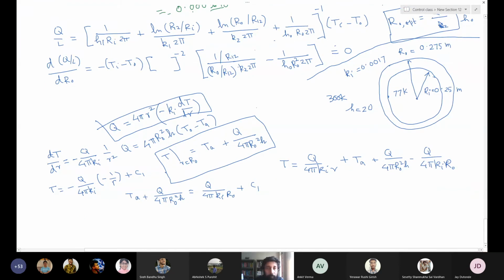Ti equals Q over 4 pi Ki Ri plus Ta plus Q over 4 pi Ro square H minus Q by 4 pi Ki Ro. All right. So from here, we can write it in a nicer form. Ta is known, Ti is known, Ri, Ro, everything is known. So that gives us Q equals, let us see what you have obtained. Get the values of Q.